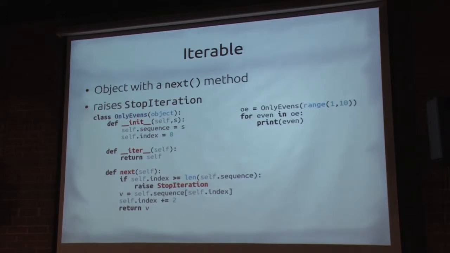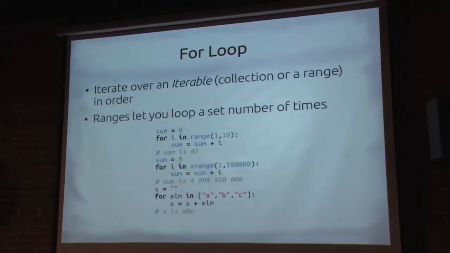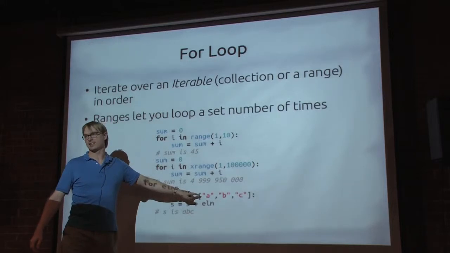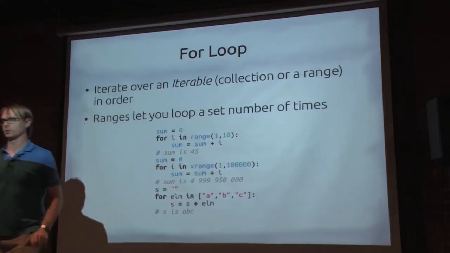That means that you can write anything that fits into a for loop. So this part of the for loop, anything that is an iterable can be iterated over using a for loop. So it's a nice little interface.